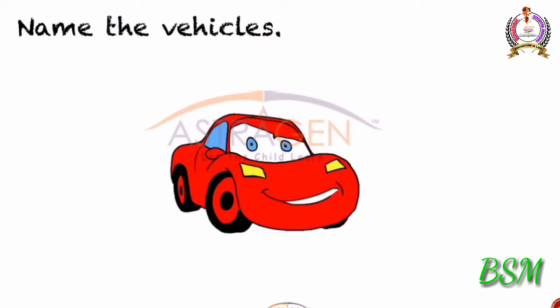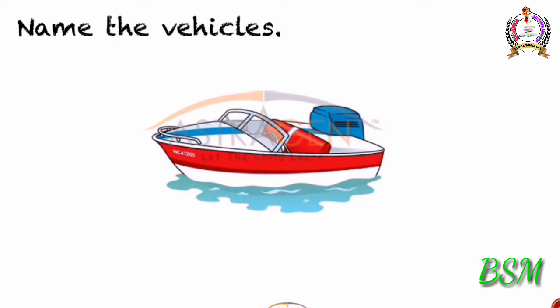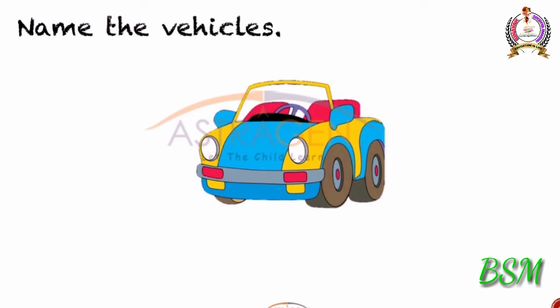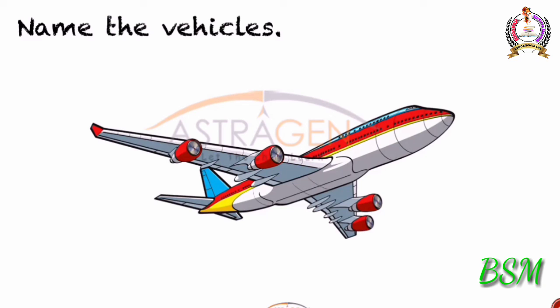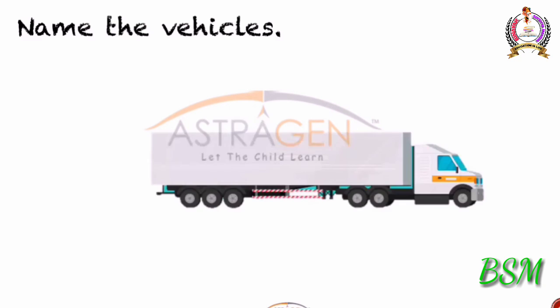Car, right? How many wheels does a car have? 4. How many windows does a car have? Good. The bus. The bus has 6 wheels. Okay, it has a big door for you to get in. Remember, never stand in a bus. What is that? A steamer, a boat, okay, a motorboat. Car again, it's an open top car, okay. An aeroplane, a big one, no? A truck, okay. This is a lorry.